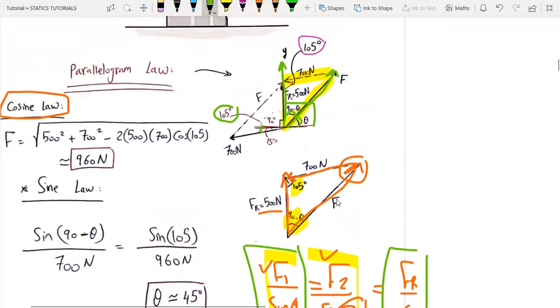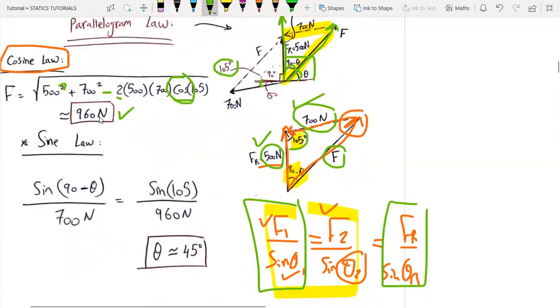So to find the force F here, we are going to use the cosine law, which says F squared equals 500 squared plus 700 squared, minus 2 multiplied by these two forces that we have used, 700 multiplied by 500 cosine the angle between them, which is the angle facing the vector F. That's why it's called the cosine law. So we are going to get the magnitude of our force F, 960 newtons.